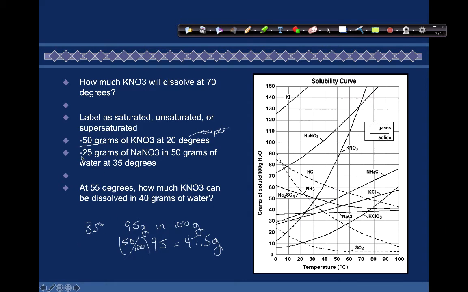So let's compare what we have here. It's saying that they only have 25 grams, but I just found out I can dissolve 47.5. So this would be an unsaturated solution.